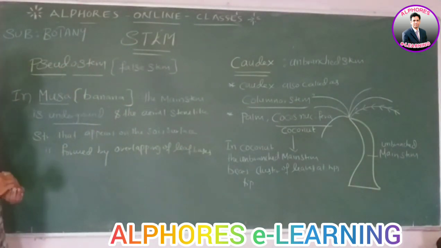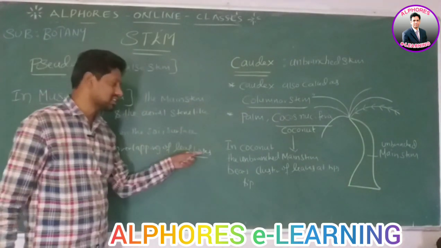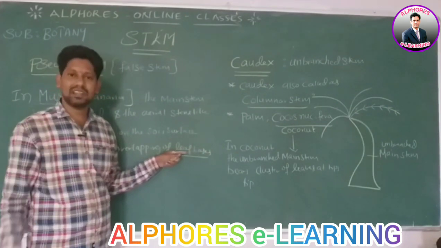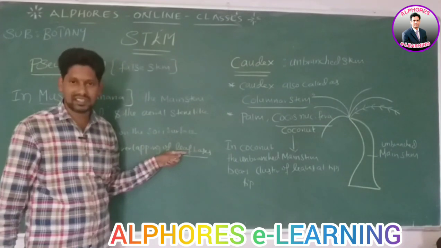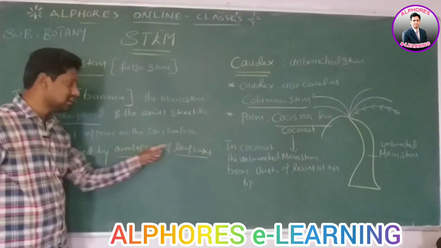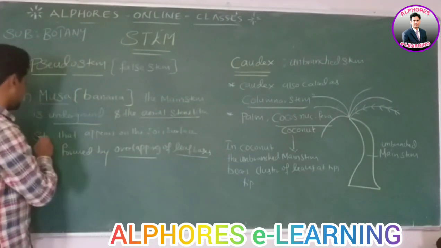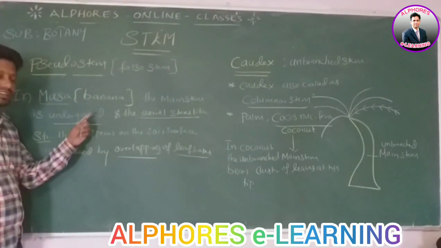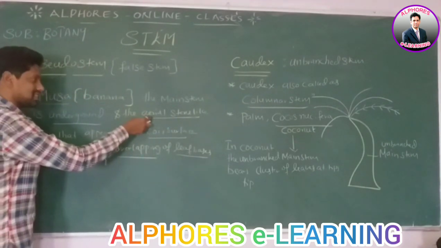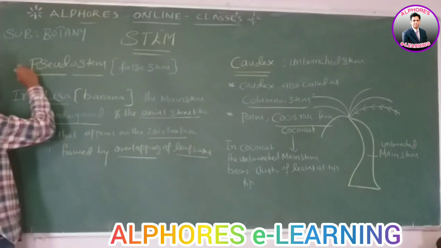Sir, what is the meaning of leaf bases? The name itself indicates the base of the leaf. Many leaves are there, therefore many leaf bases. All the leaf bases are overlapped. Due to overlapping of these leaf bases, a stem-like structure is formed. You see that stem-like structure on the soil surface. Is it okay? This stem-like structure seen on the soil surface is called a pseudostem.